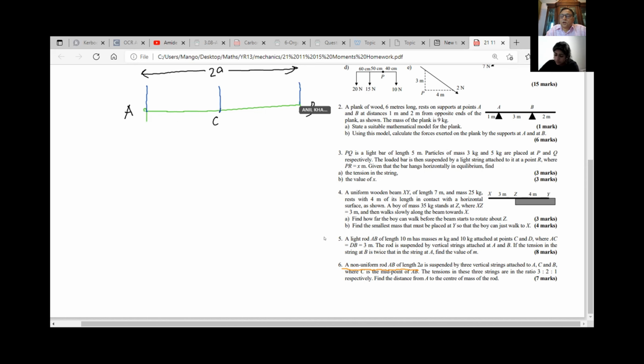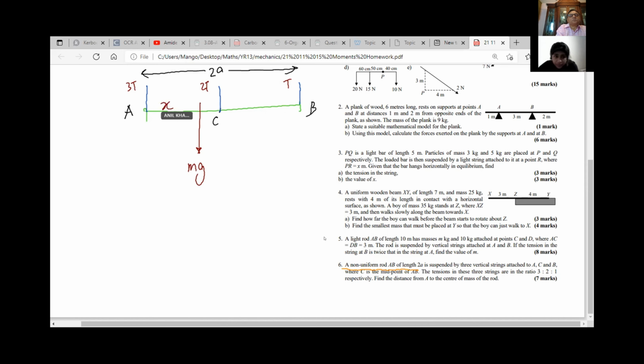So the tension in these 3 strings is in the ratio of 3 to 1. Let me write this as 3T, 2T, and T. This is tension. Find the distance of A from the center of mass. We don't know where the center is, so let's put it X. Let's say from A, the center of mass is somewhere here. We call this mg and let this distance be X.